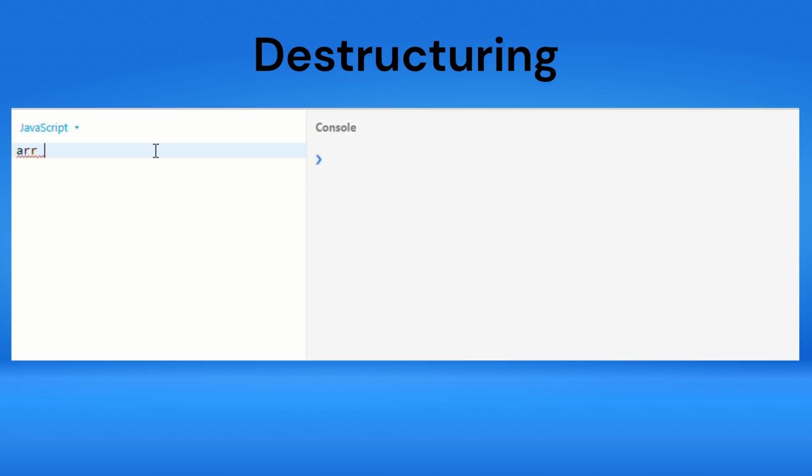Let's have a look about destructuring. Destructuring is a JavaScript feature that allows you to unpack values from arrays or properties from objects into distinct variables in a clean and concise way. Let's have a look how destructuring works.